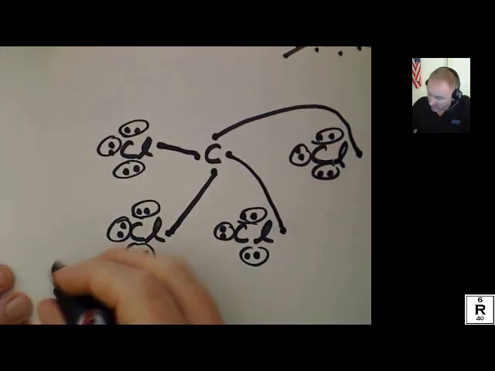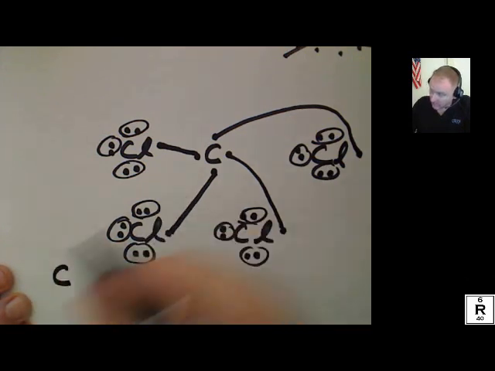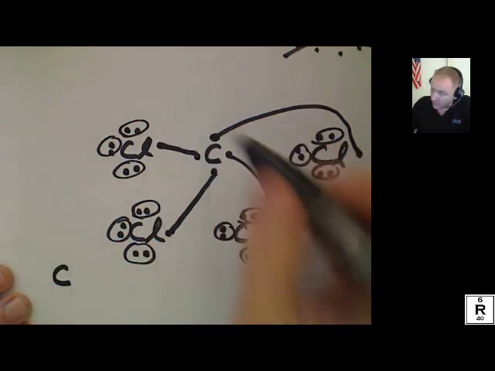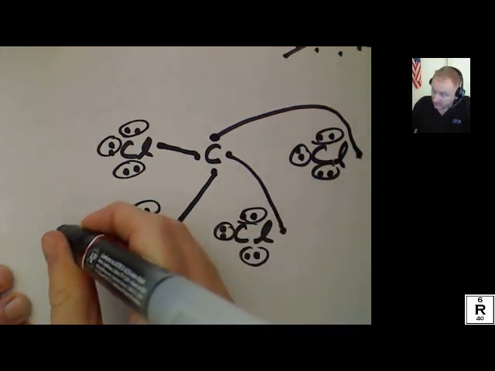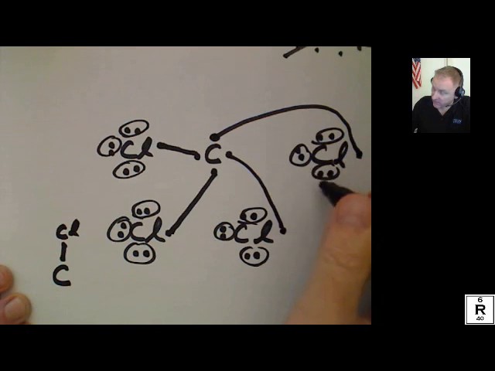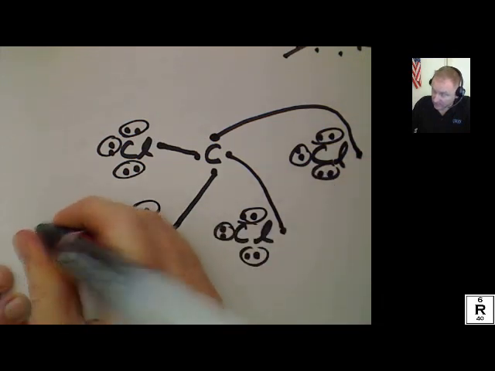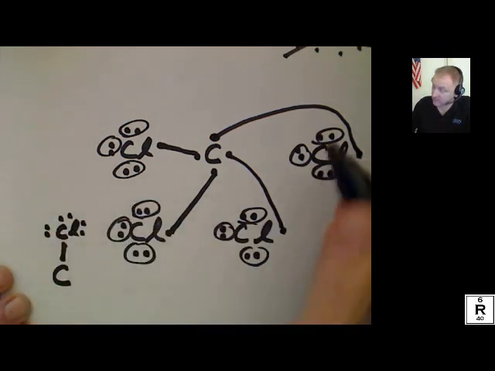We have a carbon, and the top one is connected to a chlorine. So I'm going to go up to a chlorine, and the chlorine's got three lone pairs. 1, 2, 3, 4, 5, 6.